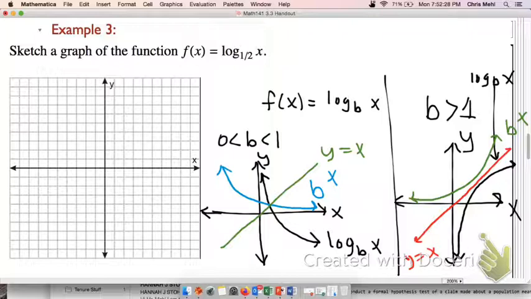And again, the fact that the x-axis is a horizontal asymptote for the exponential function base b, if you think about swapping x and y coordinates, I think you can hopefully convince yourself that that's why the y-axis becomes a vertical asymptote for the logarithmic function. Okay, so let's graph a transformation.